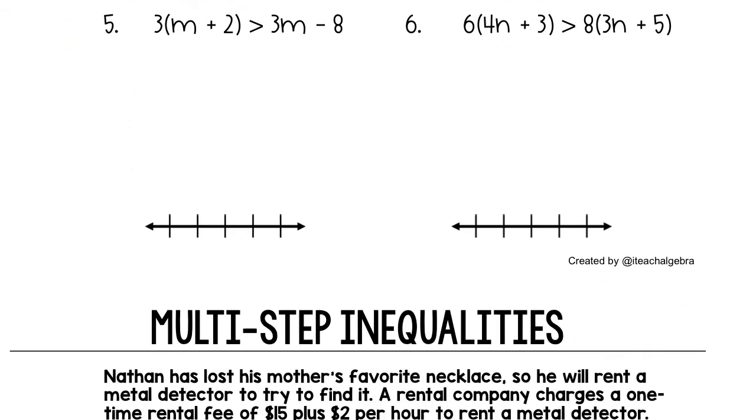Last two on the front here, distribute again. 3m plus 6 is greater than 3m minus 8. Let's get the variables together. That's what I like to do.